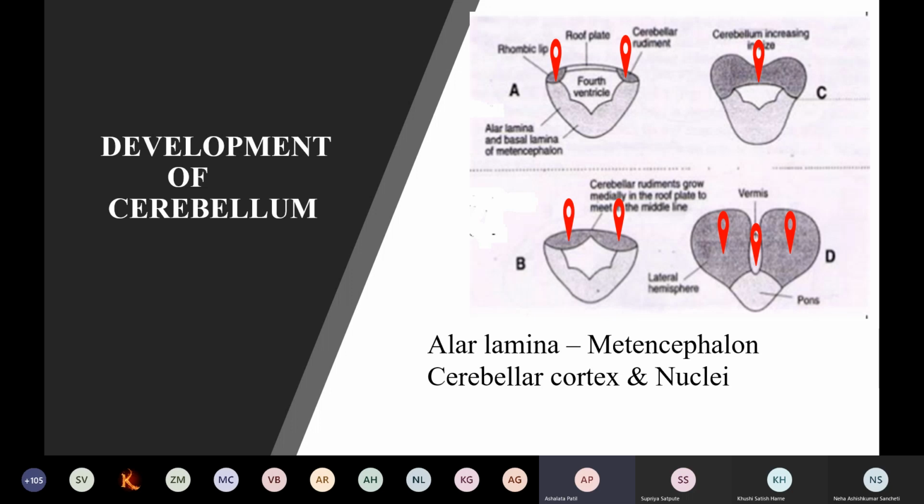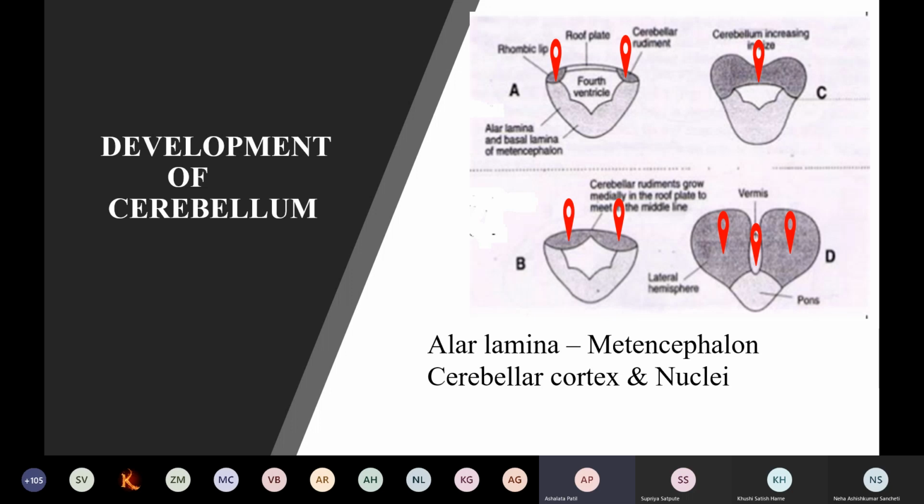Now here you can see the metencephalon, which is forming the floor of the fourth ventricle. Medially situated is the basal lamina, and laterally is the alar lamina. The cranial most part of the alar lamina is shown here. From these alar laminae the cerebellum develops. They grow towards each other in the roof of the fourth ventricle and fuse with each other. Further, you can see here, they encroach and cover the upper part of the fourth ventricle. So the cerebellum is coming in the roof.